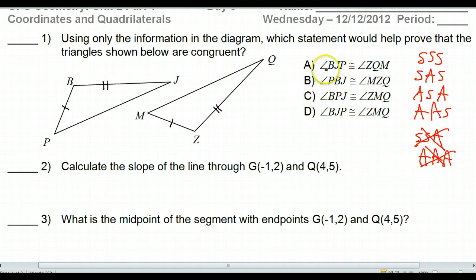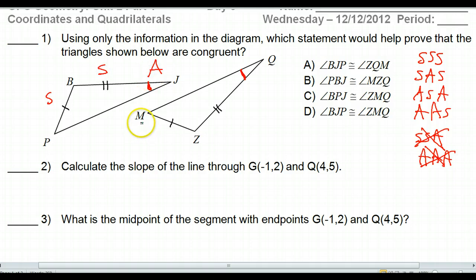So, look at option A, angle BJP. Focus on the J, and it is congruent to angle ZQM. So that would be this. If I know that those two angles are congruent, do I now have enough information to know that the triangles are congruent? No. This would not help us because this would be side, side, angle.